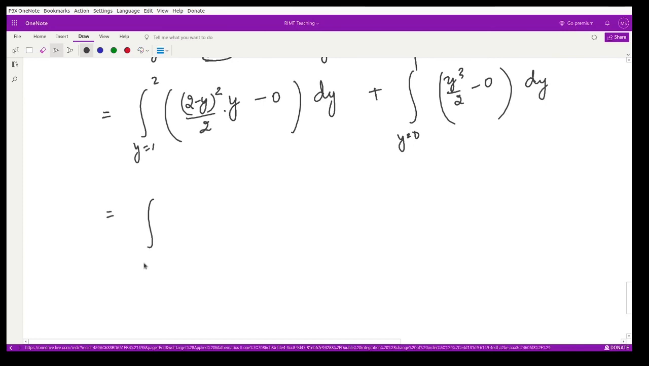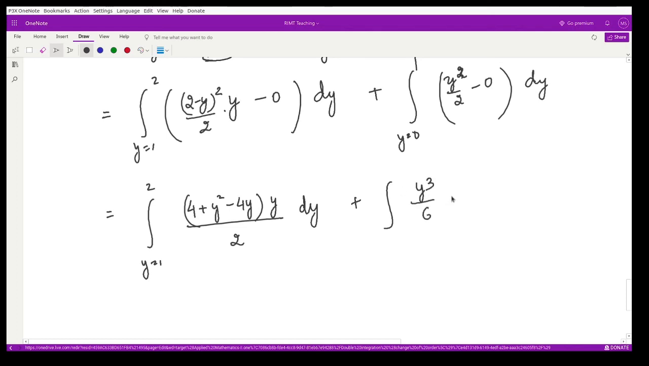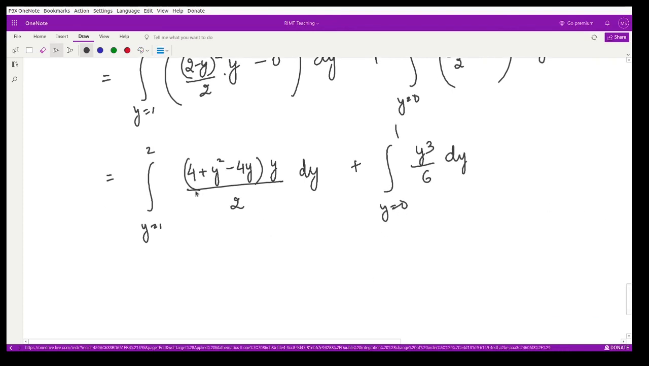So what you can do, you can open up this bracket. So you have 4 plus y square minus 4y into y divided by 2 into dy, right? And here it's the integration of y square by 2. So the second integration here is equal to y cube divided by 6 dy, and the limits of y from 0 to 1. So we can solve this.